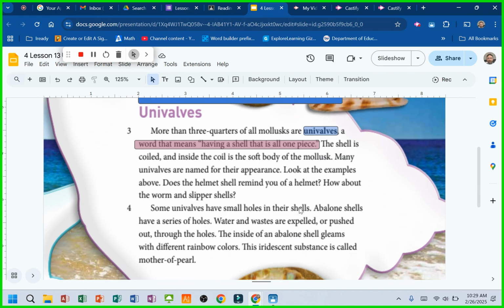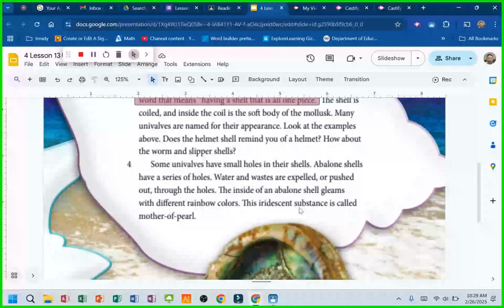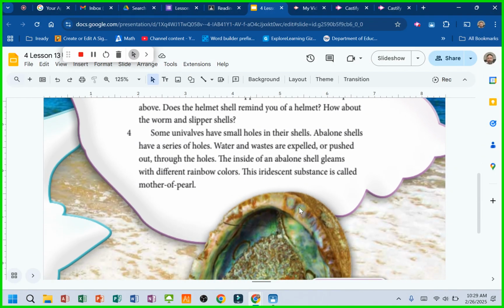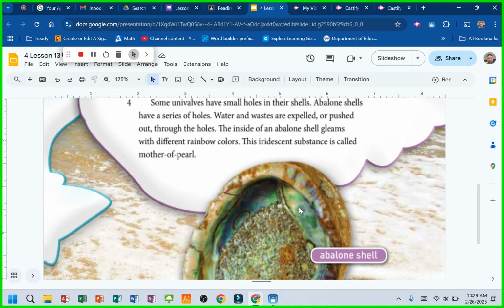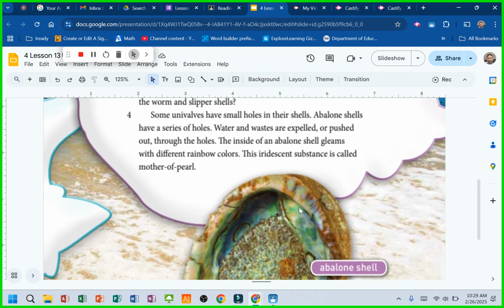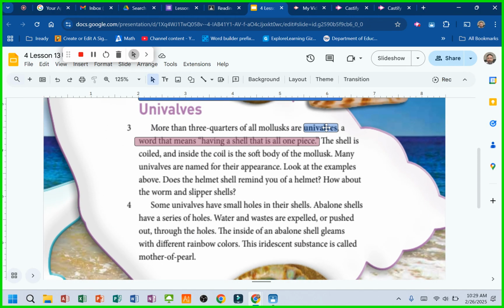Does the helmet shell remind you of a helmet? Yeah, it does. How about the worm shell or slipper shell? Oh, yeah. Some univalves have small holes in their shells. Abalone shells have a series of holes. Water and waste are expelled or pushed out through the holes. All right, so here's a word right here.